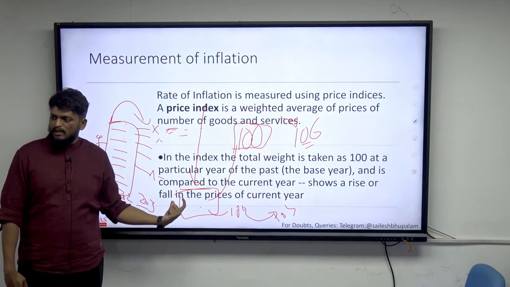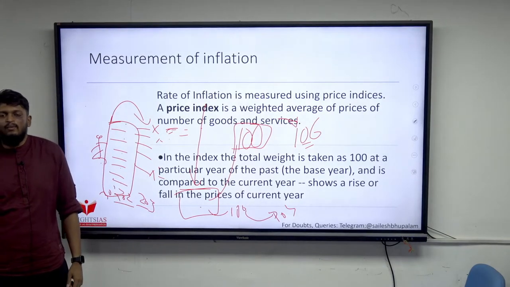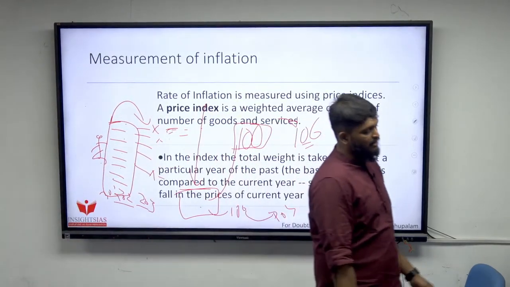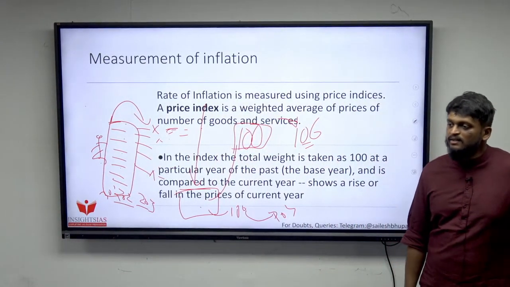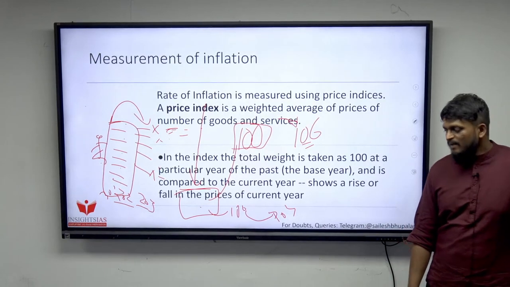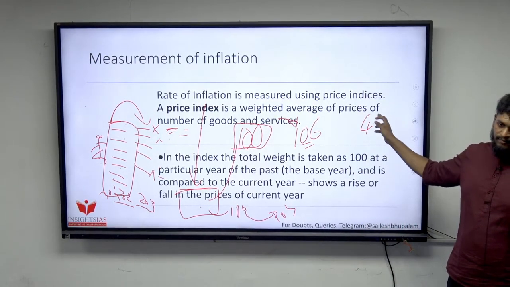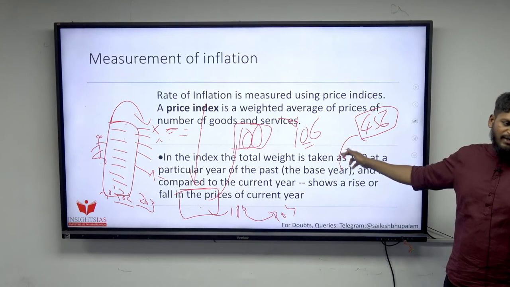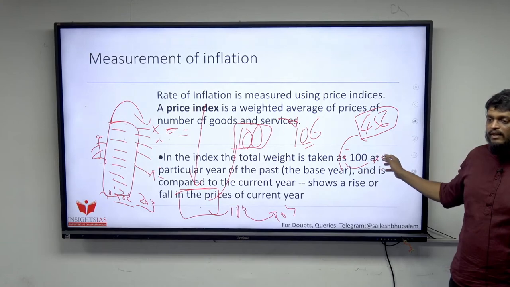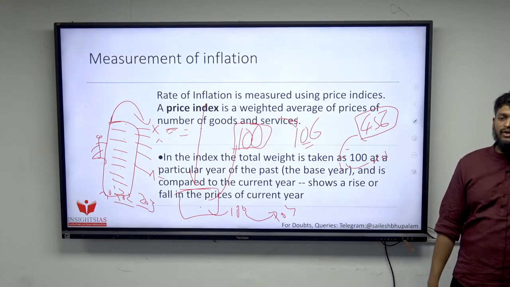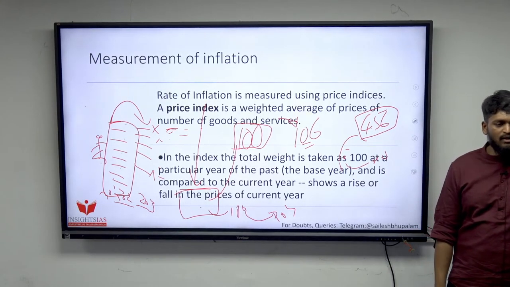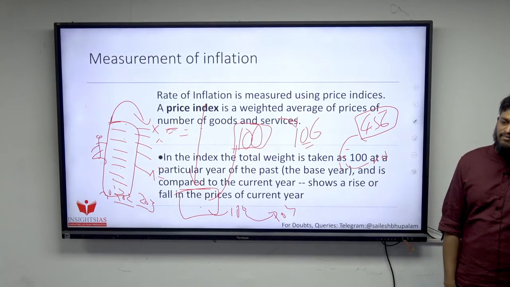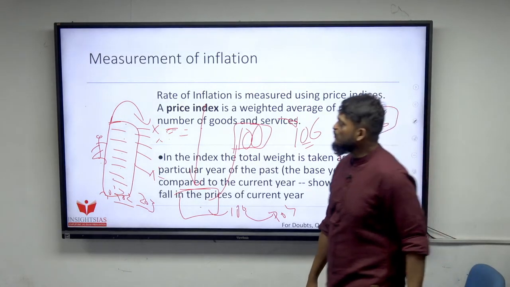You understood? If the CPI index is showing 150, what does it tell us? Whatever cost 100 rupees in the base year costs 150 rupees right now. If the CPI index, let us consider randomly, is showing 456, it means whatever cost 100 rupees in the base year, whenever that was, maybe 2012 or something, right now the same product will cost 456 rupees. This is what the CPI index tells us. You understood this? This is how inflation is measured in India using CPI.